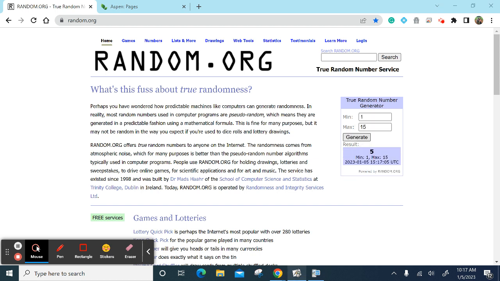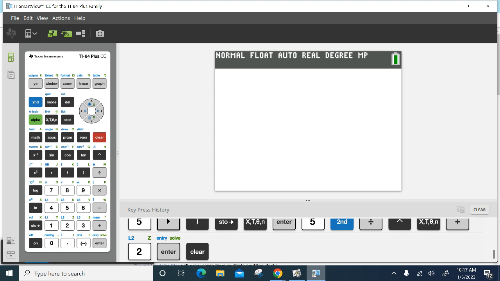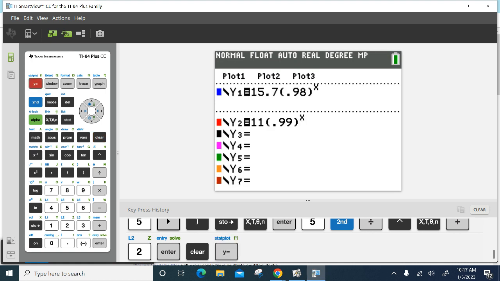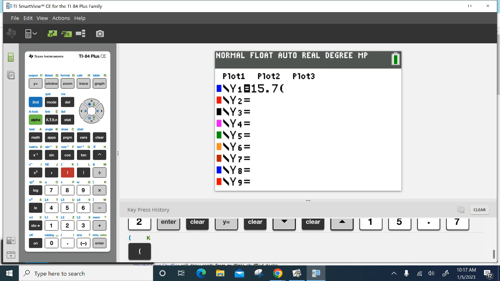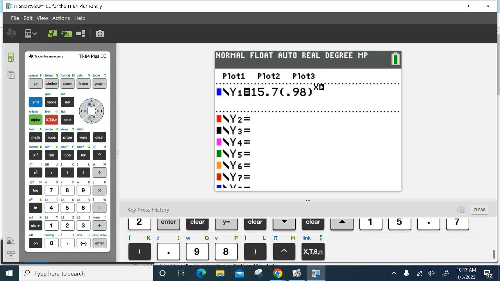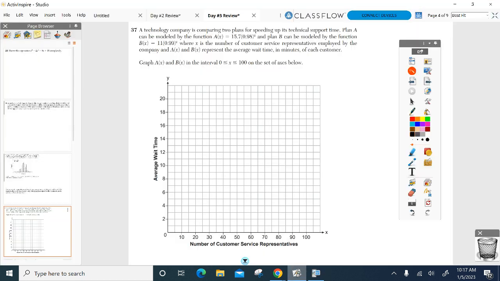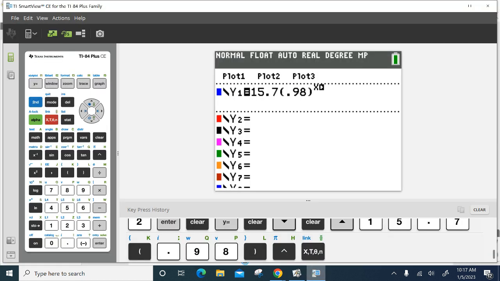Where do I go to graph? Everyone go to y equals. I'd probably do one at a time here, so let's do A. So I got 15.7, parenthesis, 0.98 raised to the x. Where do I go to find points now? For this graph, where do I go to find my points? Go ahead, Amanda. Everyone see the table? Good. Second graph.